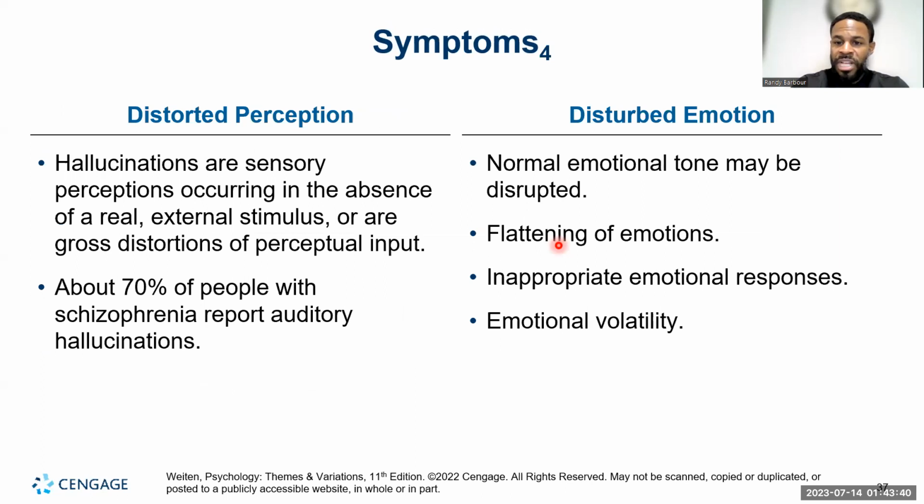Distorted perception. Again, we talked about hallucinations. We talked about disturbed emotions, the flattening of emotions, and emotional volatility. At one moment you may be really, really happy, and the next moment they're really, really aggressive and mad. They're really inconsistent and volatile. So dealing with people who have schizophrenia, you're always on edge because you don't know what you're going to get. You have to be really on edge when you're dealing with someone who's not taking the medication, because you just never know who you're going to get. You may get someone who is really aggressive in one moment, and then the next moment they are really, really kind and happy.